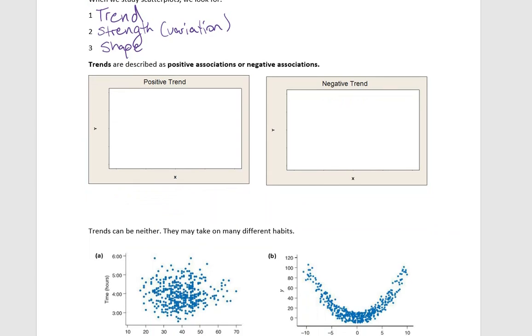A trend is going to be positive if as X increases, Y also increases. So if we were to draw some dots, like so, what we can see is that as one goes up, the other goes up. So as X increases, then Y increases. And if you go backwards, then as X decreases, Y also decreases.